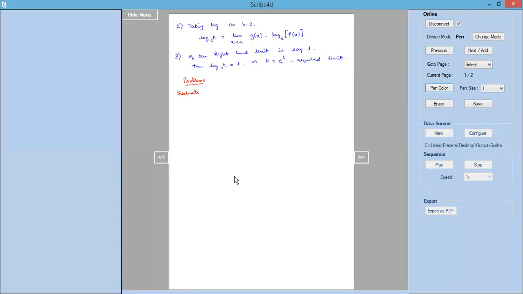Evaluate the following limits. First question, limit as x tends to 1, (1 minus x square) the whole power 1 divided by log of (1 minus x).